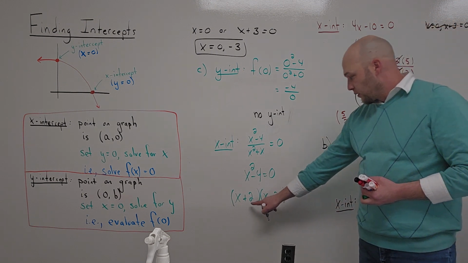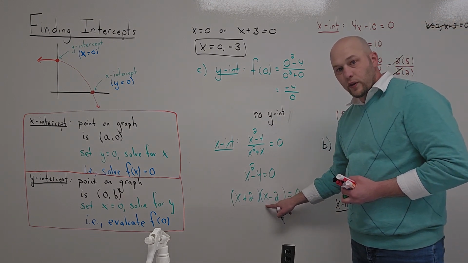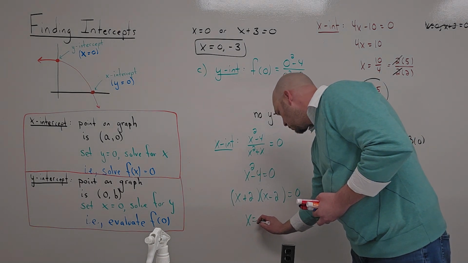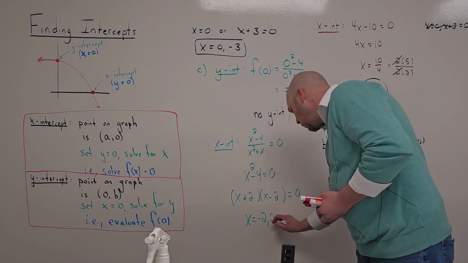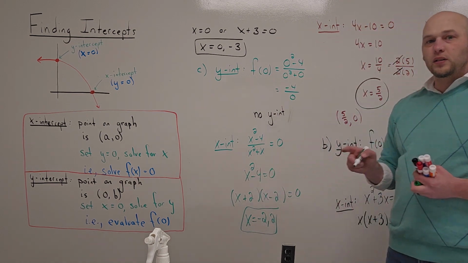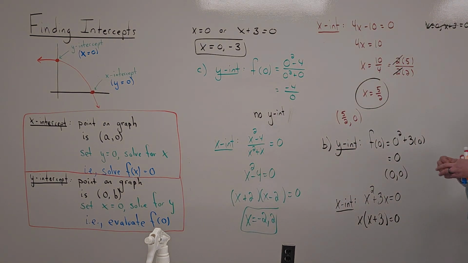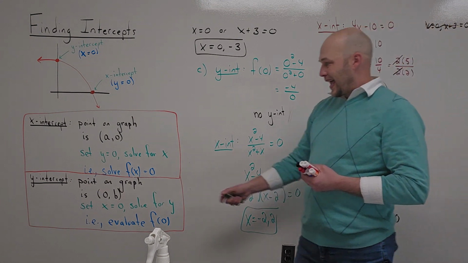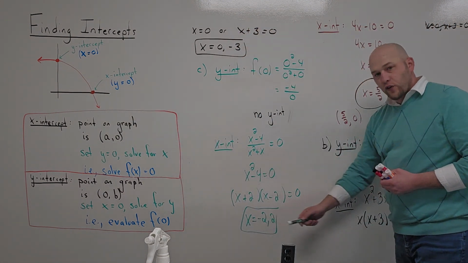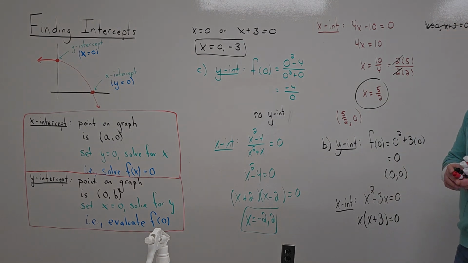That says that either this factor is 0 or this factor is 0, and that would give you x is equal to negative 2 or positive 2. Once again, those are the x-coordinates of the x-intercepts. The x-intercepts are technically ordered pairs. However, it's frequent to simply write the x values.